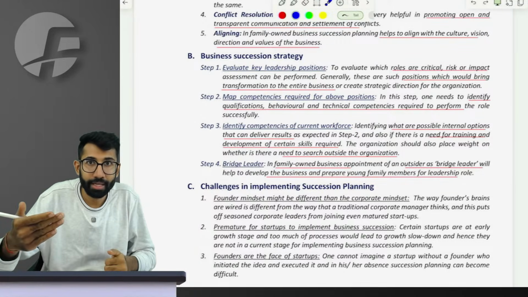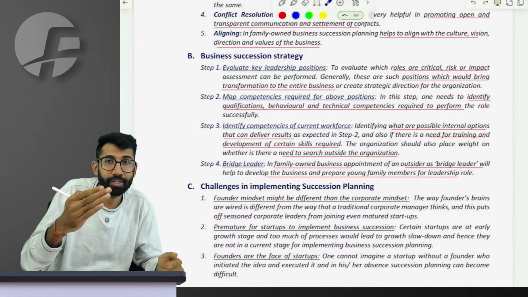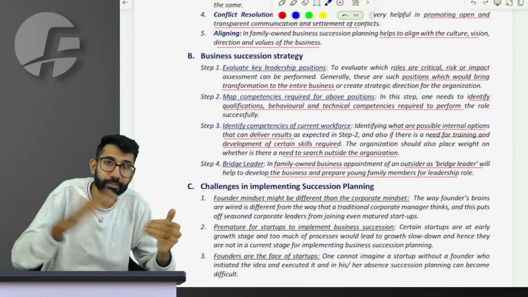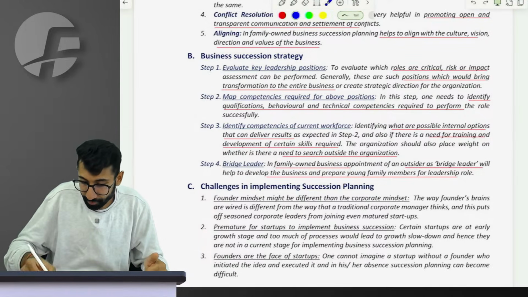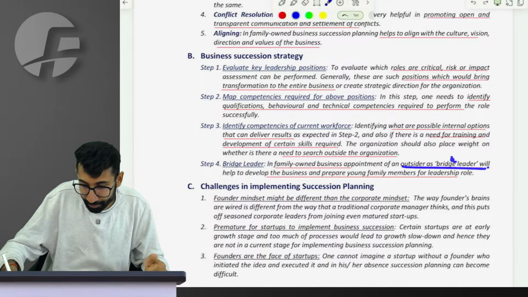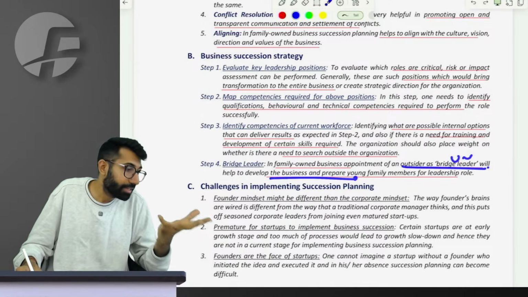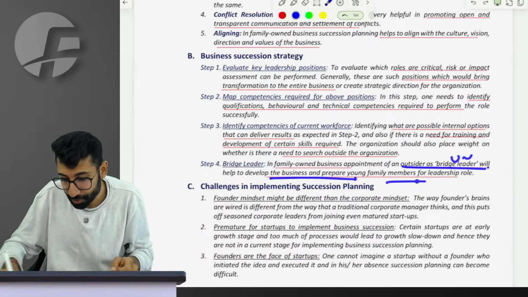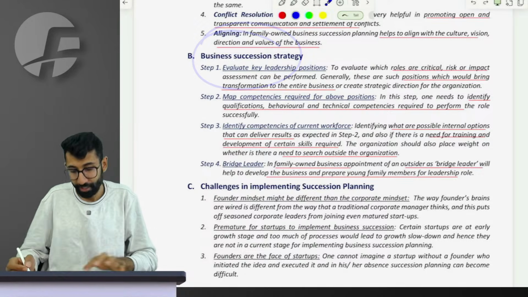A father is retiring, and the next generation is there to take over that position, but a gap is there, for example maybe of 20 years, because of which they cannot become the manager immediately. An outsider is appointed as a bridge leader, who acts to prepare that young generation for the leadership role. That's what a bridge leader is. That can be the strategy.